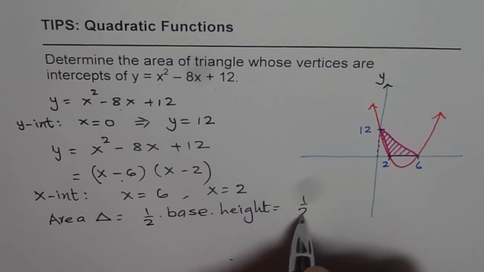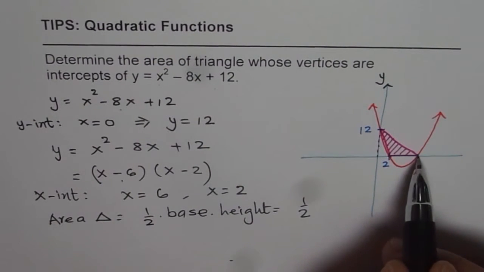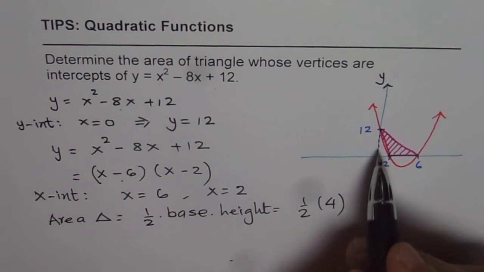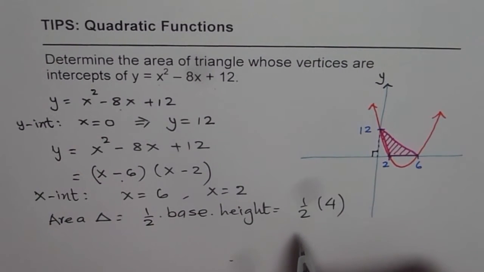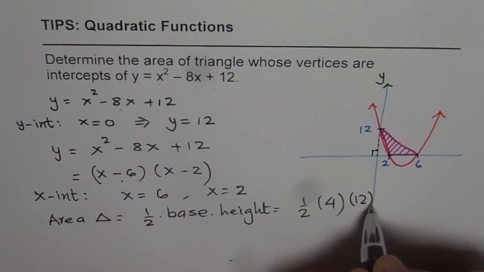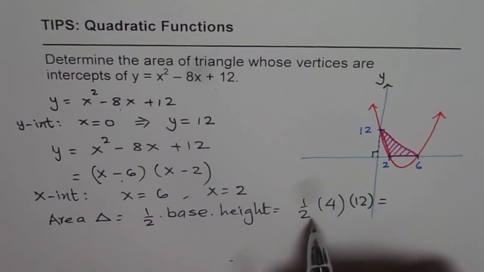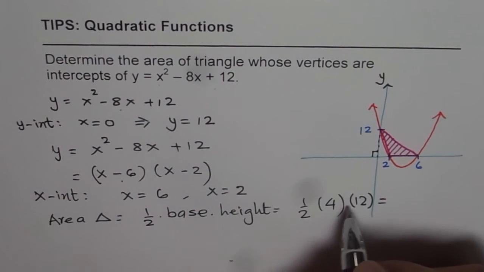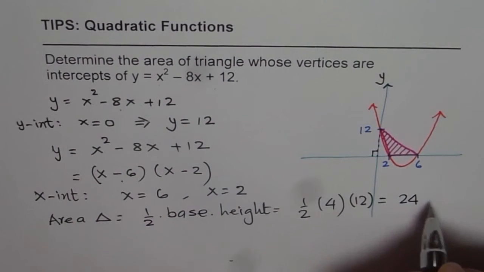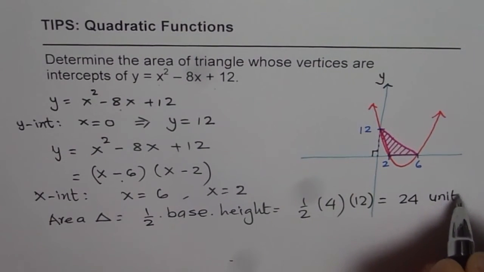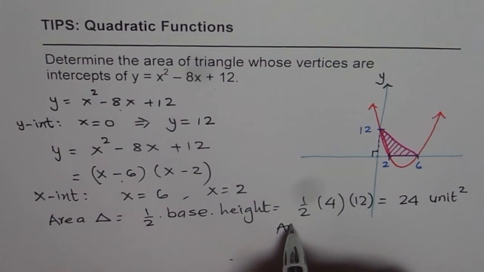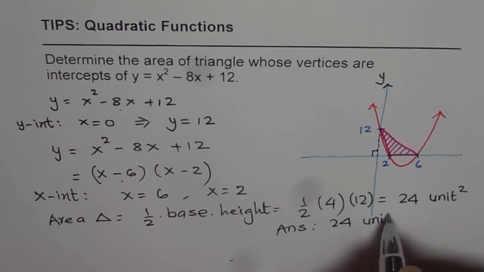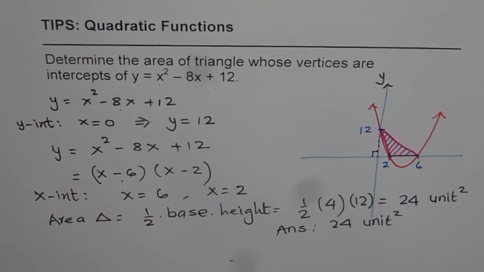In this case, the base is from 2 to 6, that means 4 units, right? So it is 4 units. And height is 12 units, right? That is 90 degrees. So we can multiply half with 4 and 12 to get the answer. Half of 4 is 2. 2 times 12 is 24 units square. And therefore, the answer is 24 units square. So that is how we can solve such questions.